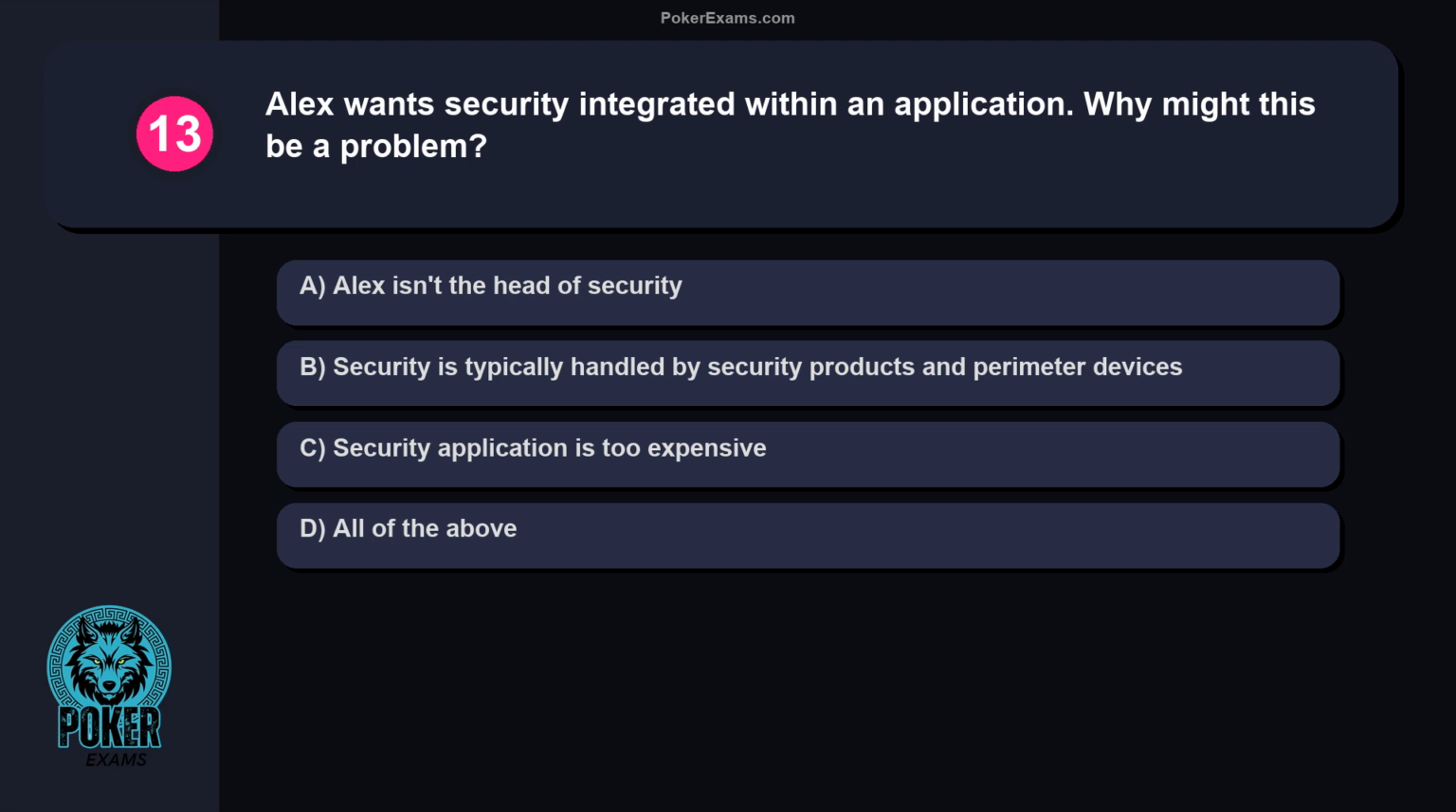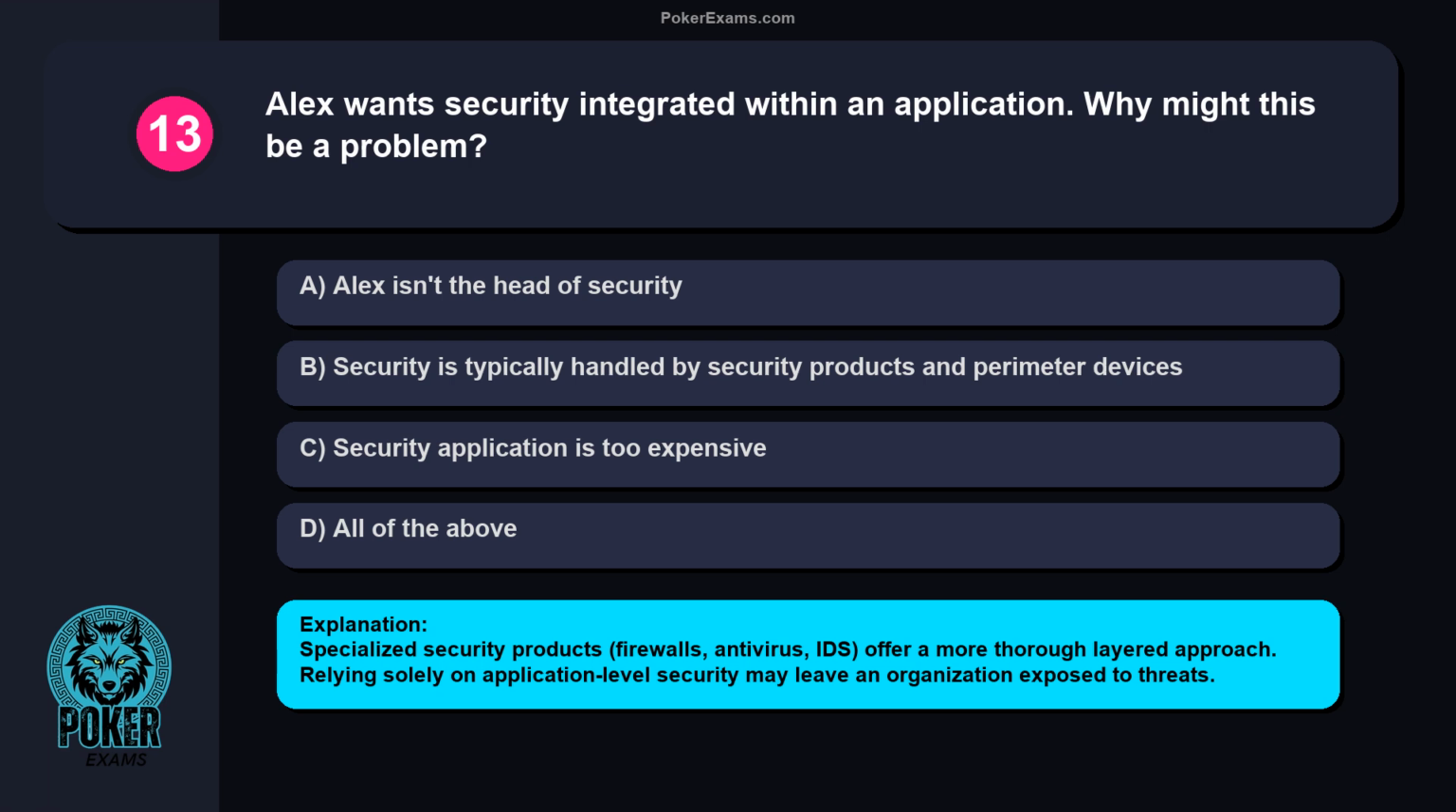Question 13. Alex wants security integrated within an application. Why might this be a problem? Alex isn't the head of security. Security is typically handled by security products and perimeter devices. Security application is too expensive. All of the above. Specialized security products, firewalls, antivirus, IDS, offer a more thorough layered approach. Relying solely on application-level security may leave an organization exposed to threats.